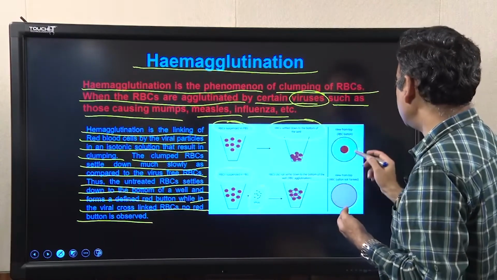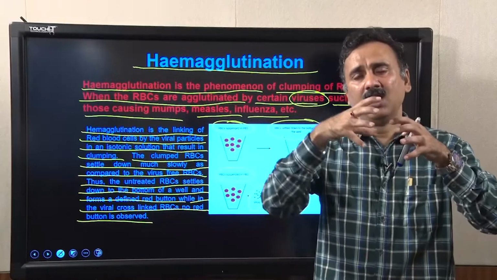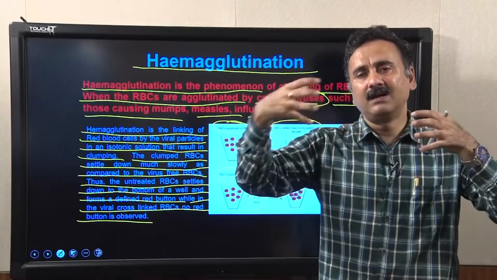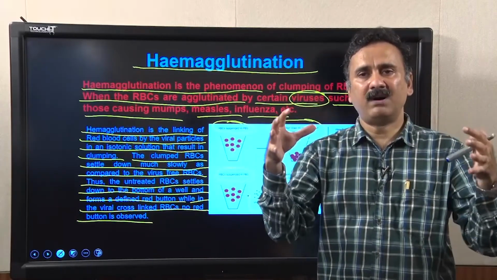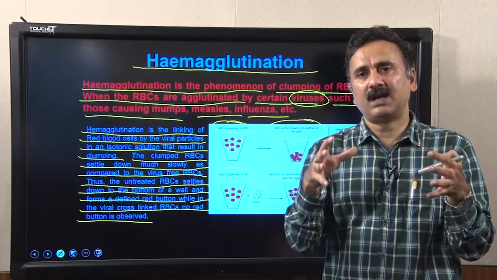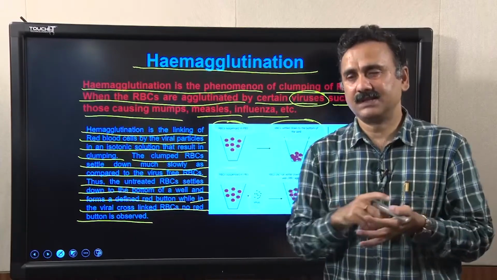So, in a control reaction, you see that the RBCs settle down as a smooth RBC button, whereas in the case of the viruses, they do not give you a button-like appearance, but a hazy pattern, because all these RBCs are entangled with the virus particles, and that is how they form a meshwork, and these meshworks do not give you a smooth button-like appearance.